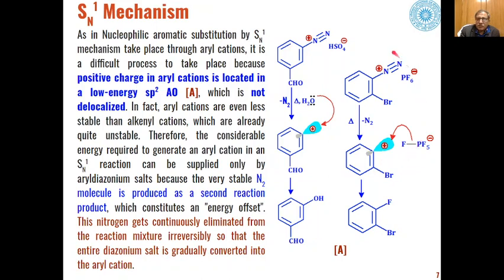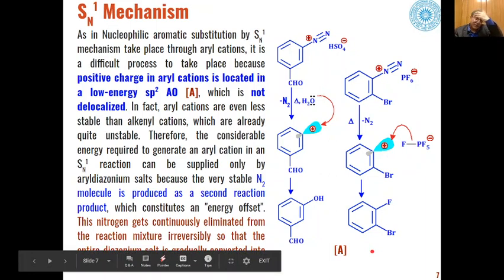Similarly, in this case also, this will lose a molecule of nitrogen, and this type of intermediate is formed. Again, the positive charge in these cations is located in a low energy sp2 atomic orbital like this, and this nucleophile interacts very easily with this aryl cation to give us these types of product.